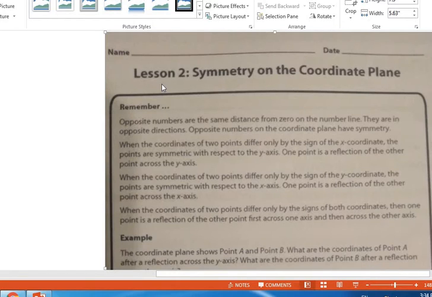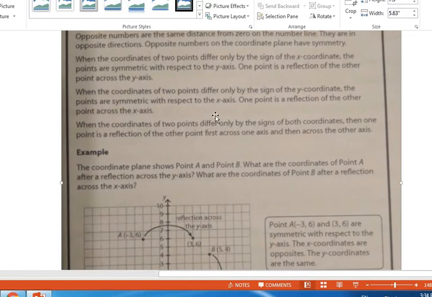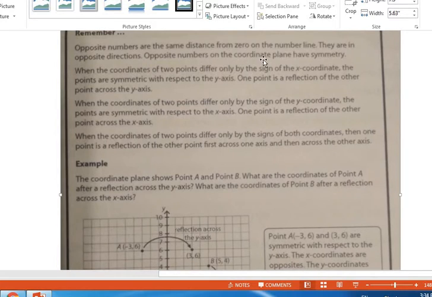Today we are going to have lesson 2, symmetry of coordinate plane. Remember that opposite numbers are the same distance from 0 on the number line. They are in opposite directions. Opposite numbers on the coordinate plane have symmetry, as we have said in lesson 1.